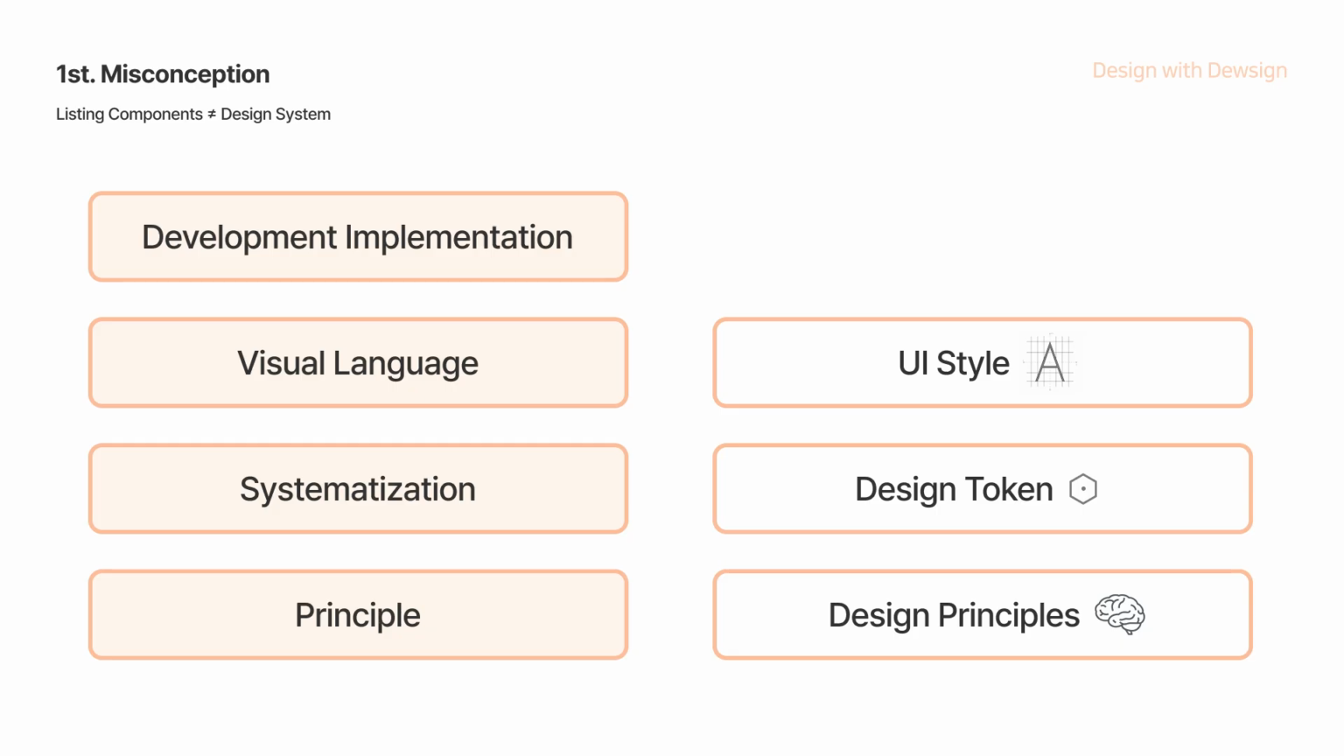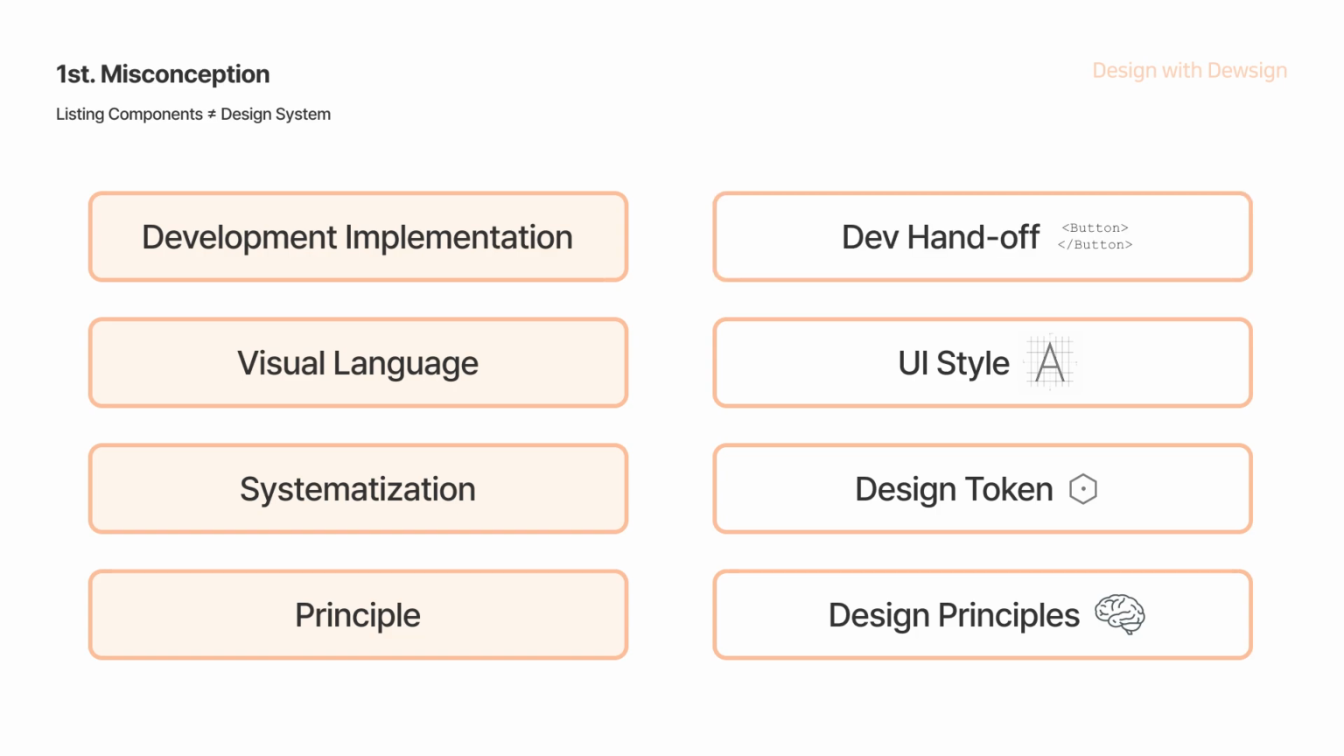The third stage is visual language. On top of the framework we just built, we apply specific UI styles like color, typography, and icons. This is where we complete the visual language we'll use to communicate with our users. It's a truly vital process because it decides the expression of our service, how users will feel and remember us.